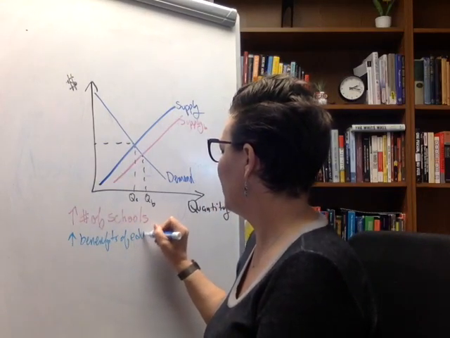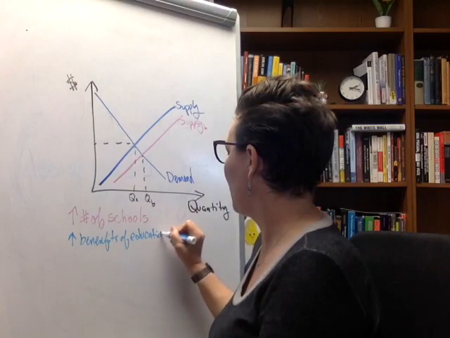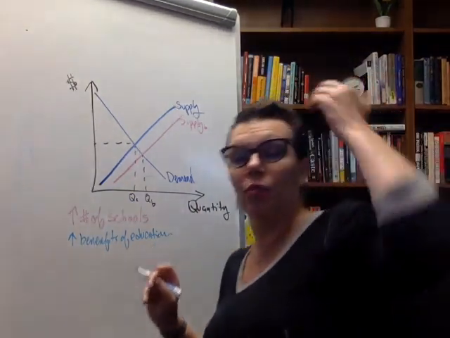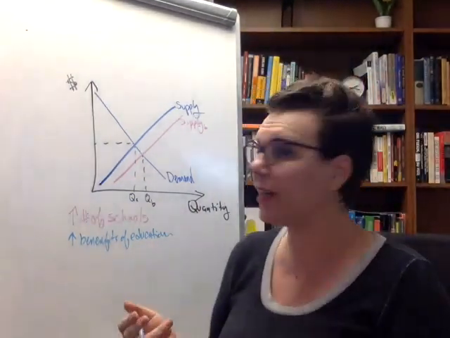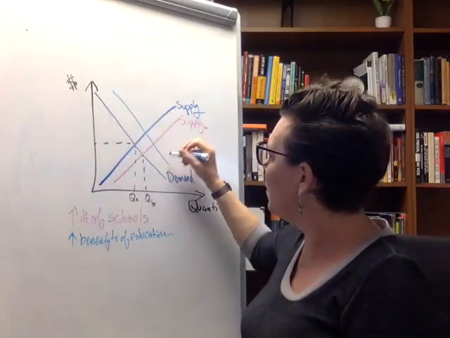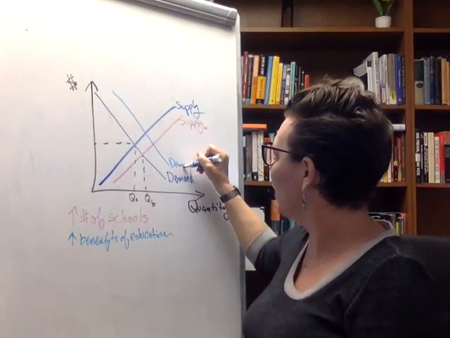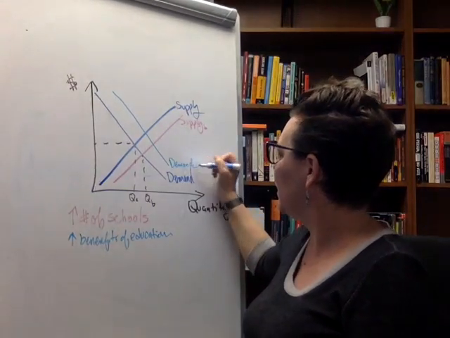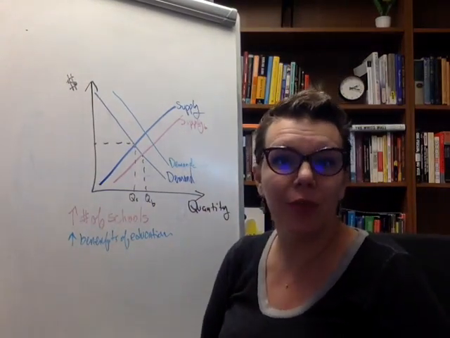And you can think about that from your own experience, right? What happens if you find out that you can make even more money than you previously thought from getting an education? That's not going to affect supply. That's going to affect demand, shifting that demand curve out, increasing demand for education at every level, right?